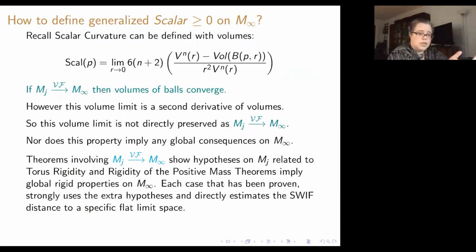I know I want to show that the limit space is a flat torus. So now let me exactly estimate the Swift distance to a flat torus by putting them into a common metric space and taking a very precise estimate. So that's the way things have been done so far.